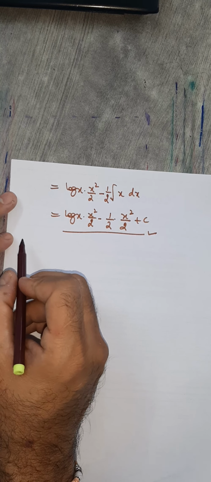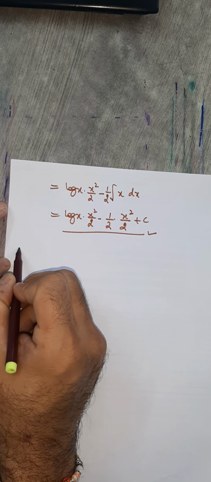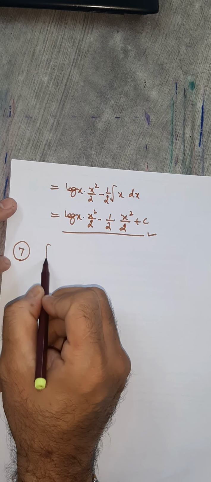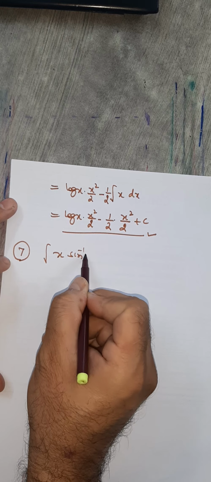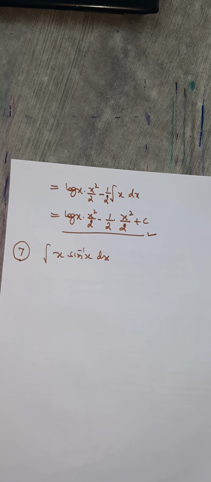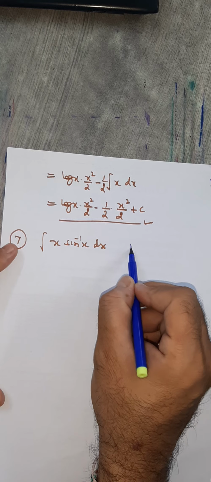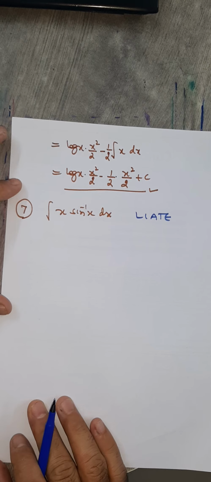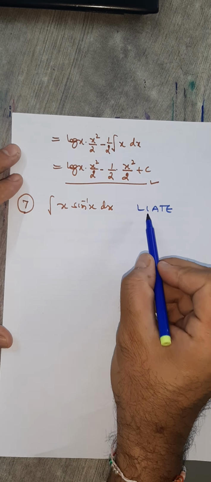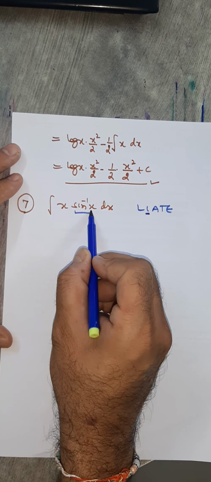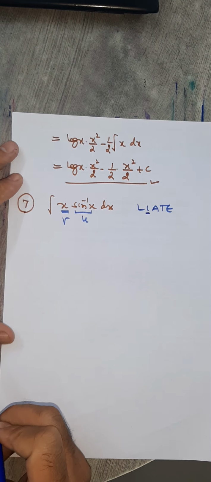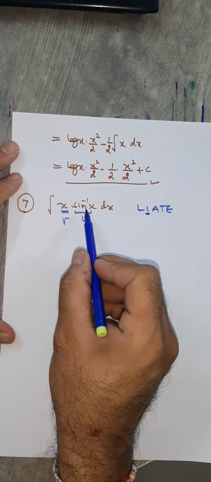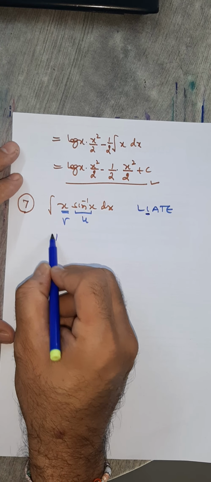Next question, I'll go directly to 7. You can try the middle two questions. Integral of x sine inverse x, a product of two functions. Which two functions? Algebraic and inverse. Recall the Lecture rule. According to the Lecture rule, which function comes first? Inverse comes first. So this should be your u and this should be your v. As per the Lecture rule, inverse comes first, then algebraic. Okay, so now we do by parts.